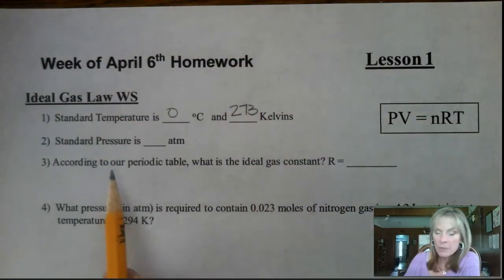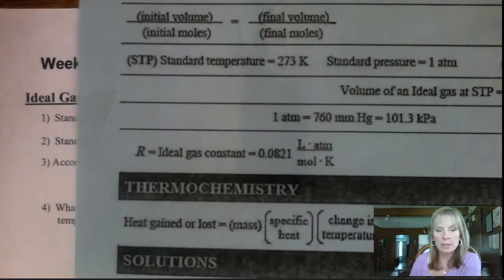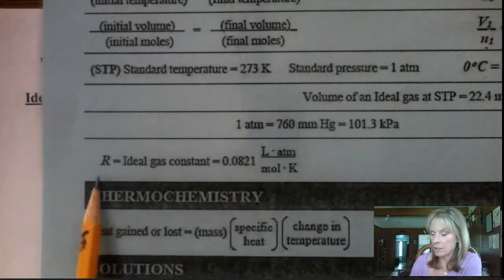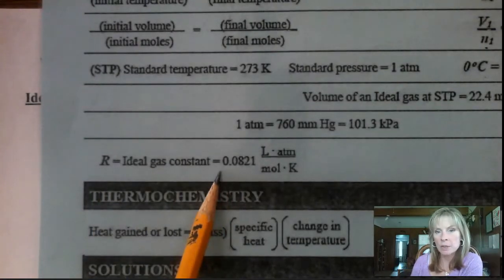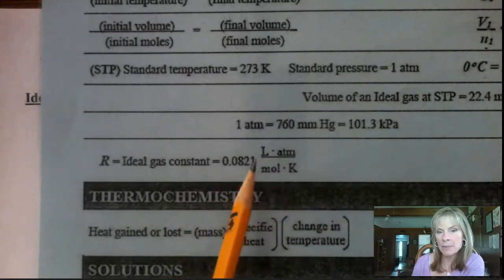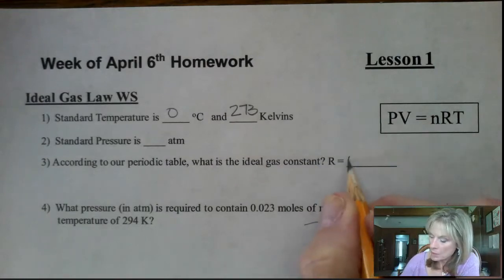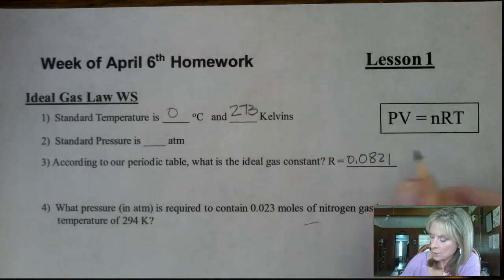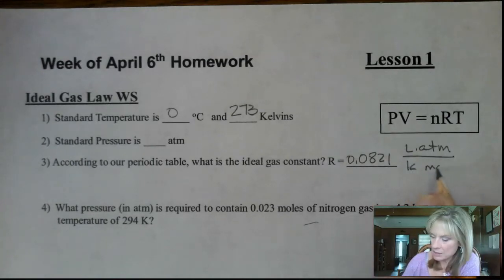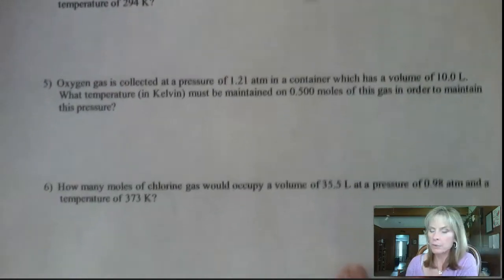Okay, so number 3, according to our periodic table, what's the ideal gas constant? Well, I just showed you right there. The ideal gas constant, R, is 0.0821, and it's got a weird unit which you need to get used to because in physics you'll have lots of weird units. It's liters times atmospheres per Kelvin mole. So we're going to put 0.0821 liters times atmospheres per Kelvin mole. I know, sounds like a weird unit, but that's the unit.